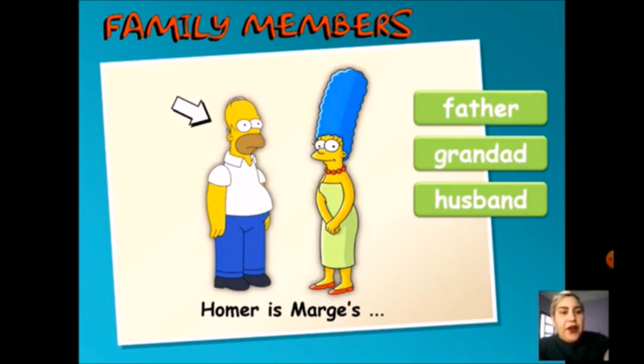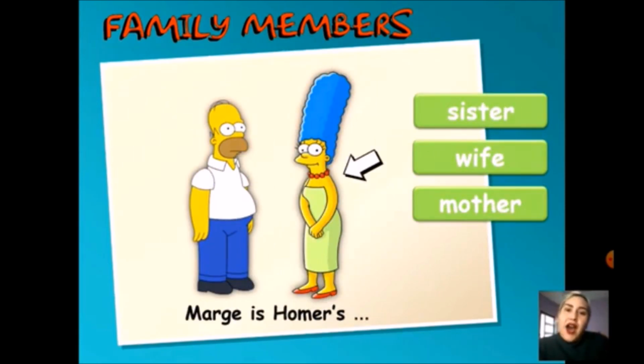Now, check this. Homer is Marge's what? We have to check father, granddad, husband. Yes, Homer is Marge's husband. Now, vice versa. Marge is Homer's, and we have three options: sister, wife, mother. Which is the correct option? Yes, wife. Marge is Homer's wife. Very good. And remember to add the apostrophe S at the end of the last person we name, okay? Because it's very, very important.